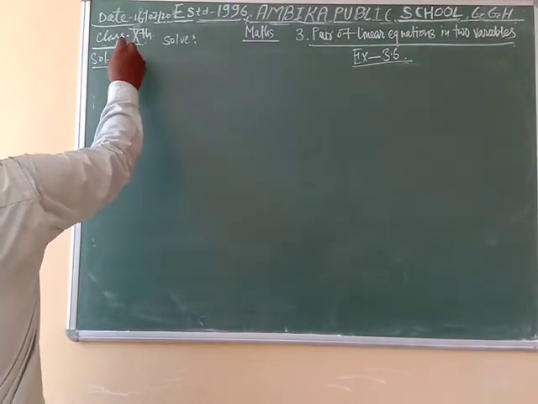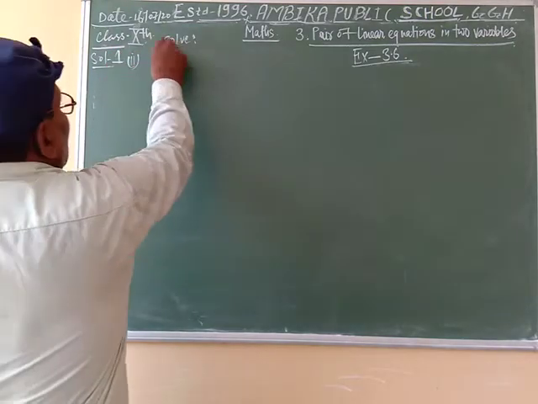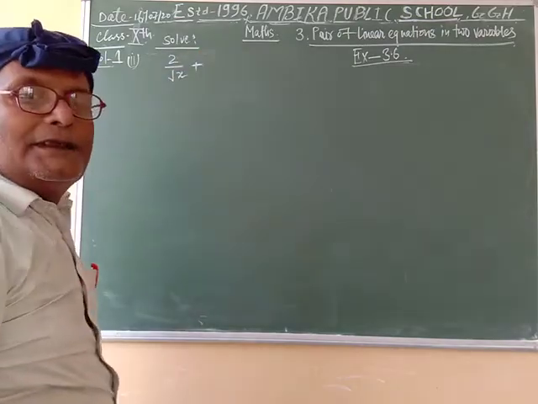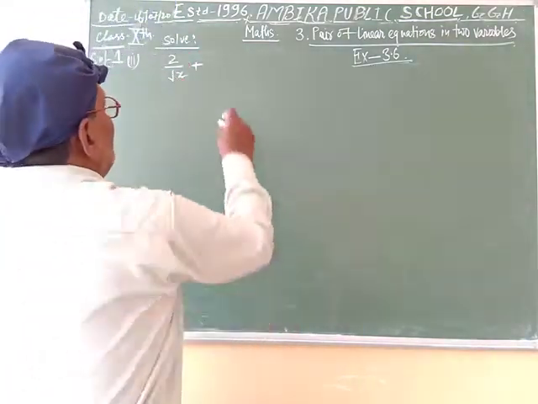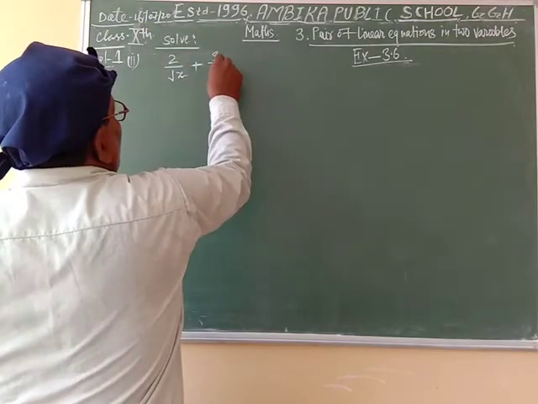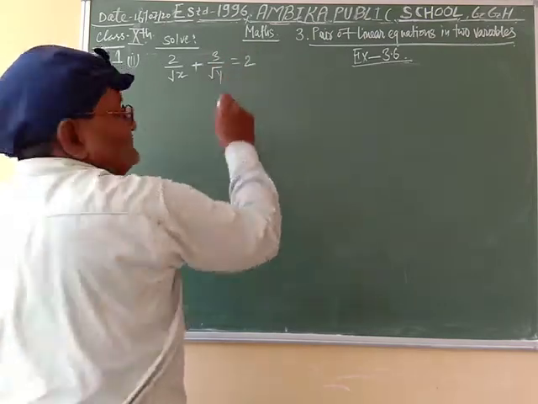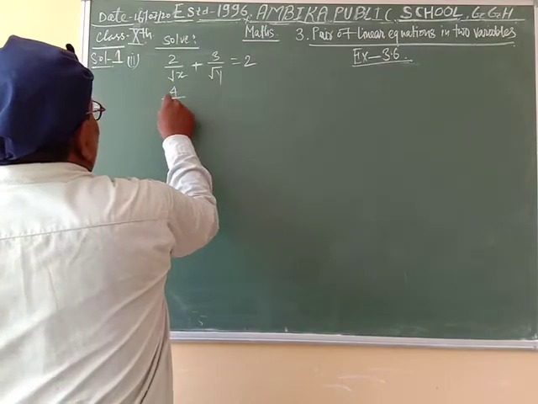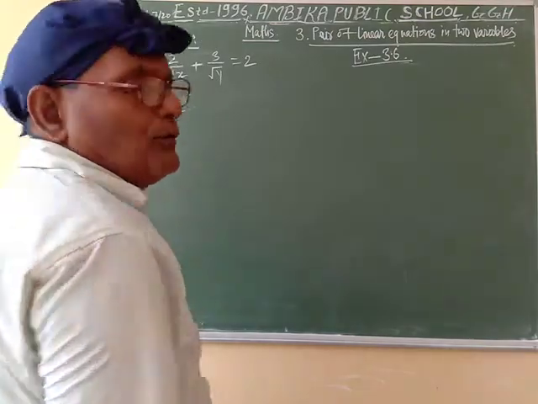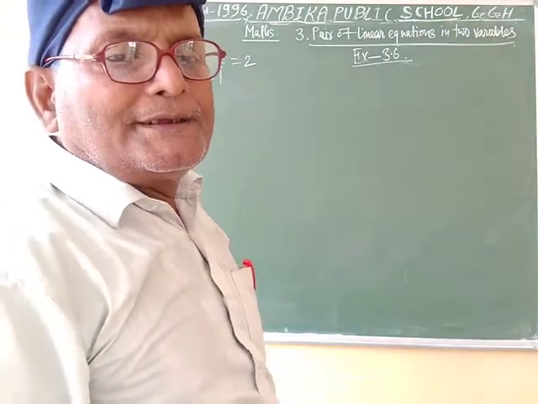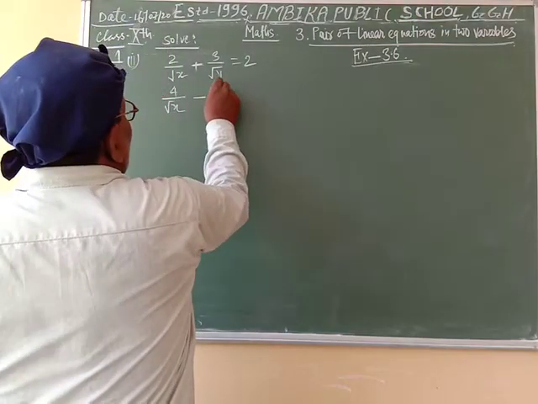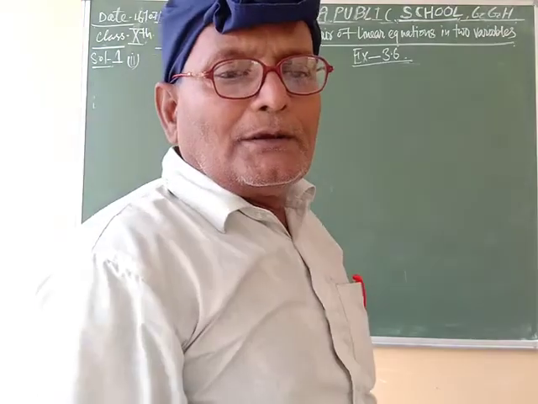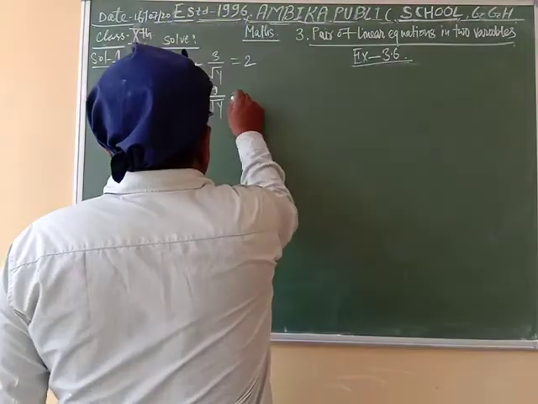2 by root x plus 3 by root y is equal to 2. Equation number 1. And 4 by root x minus 9 by root y is equal to minus 1.